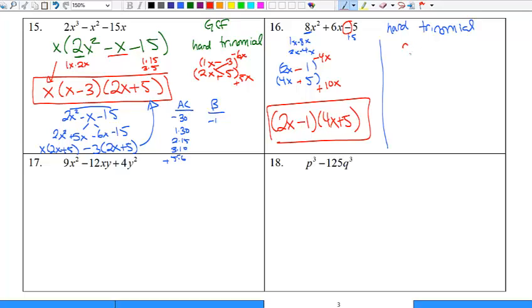If you want to use the other method, which is AC, or I'm sorry, grouping is what we call it now. So I'm going to take 8 times 5, that's 40. I'm looking for multiples of 40. 1 times 40, 2 times 20 doesn't work. 4 times 10, that adds to 6. I could have done 5 times 8, but that's not going to add to 6, so 4 times 10 is it. So I'm going to split 4 and 10 up, a positive 10 and a negative 4.